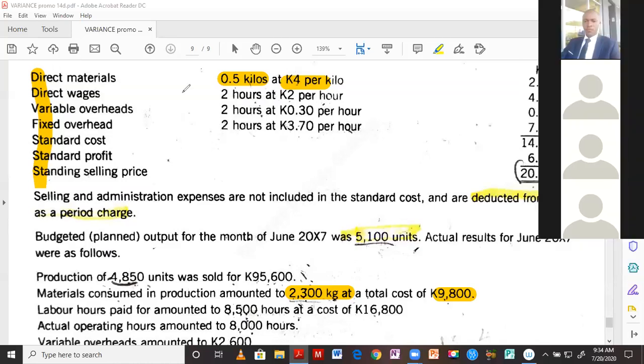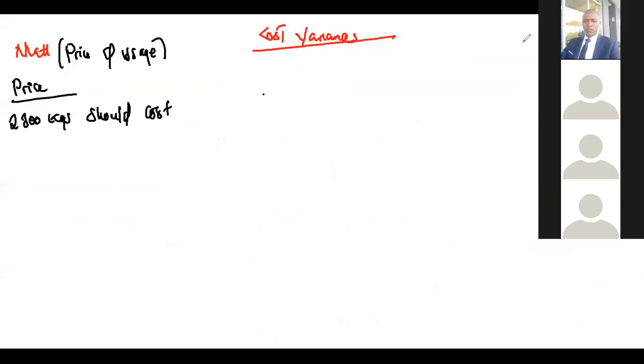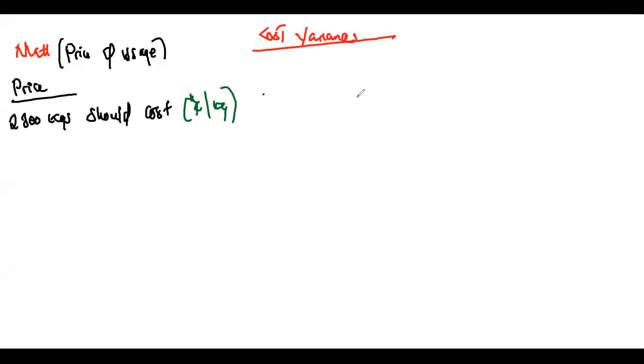Okay, so we multiply this by 4 kwacha per kg because according to the budget, they should be buying at 4 kwacha per kg. So when we multiply 23 by 4 kwacha, how much are we getting? 9,200. Okay, so there we go. We got our 9,200 kwacha.